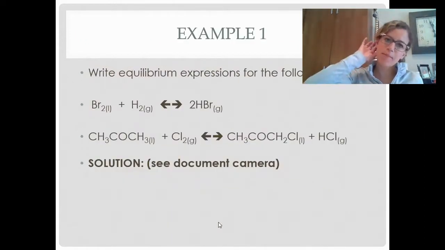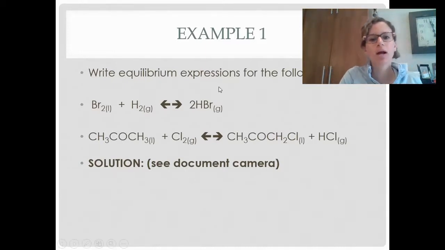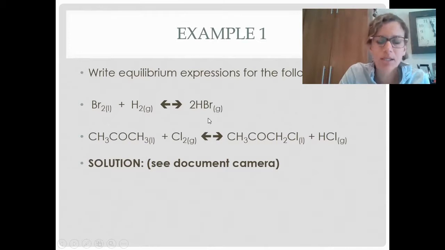Let's do some examples. Write the equilibrium expression for the following. You are going to have to watch the next video to get this example. But basically, KEQ is the concentration of the products divided by the concentration of your reactants. So it's going to be HBr raised to the exponent of 2 divided by H2 raised to the exponent of 1 times Br2 raised to the exponent of 1.